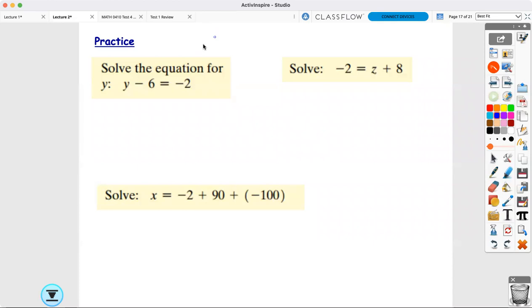Now remember, your solutions for equations should be y equals a number, z equals a number, x equals a number. It's supposed to be something equals something. And it can't just be a number. You can't just say 5 is my solution. No, it has to be a statement.